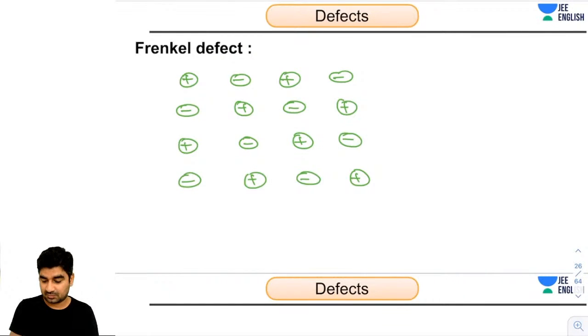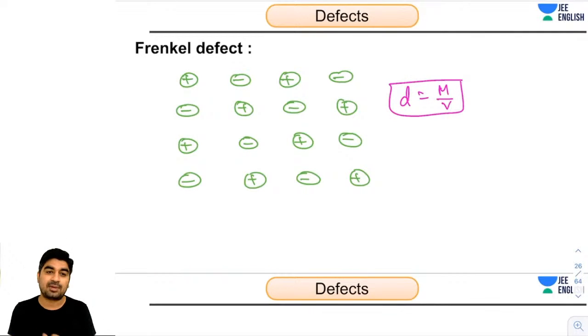Cation and anion. So density is equal to mass by volume. So what will happen in this case, guys? Which one is larger, cation or anion? Can anybody tell me which one is larger? Tell me, guys. Cation or anion? No answer.